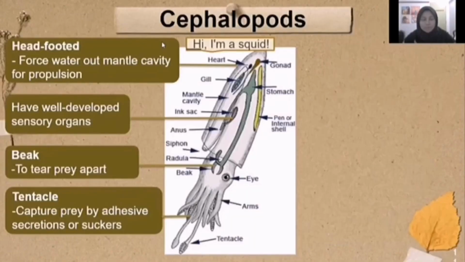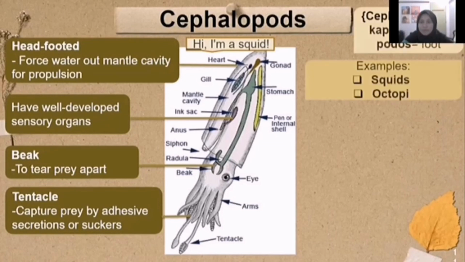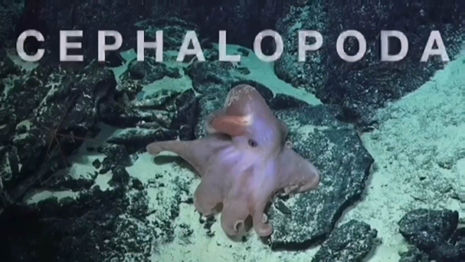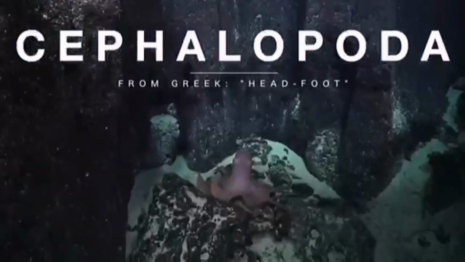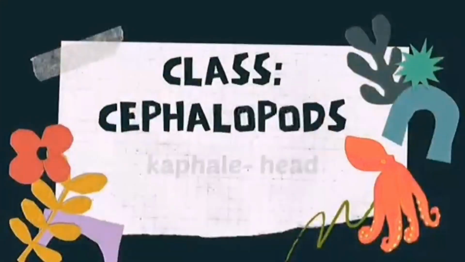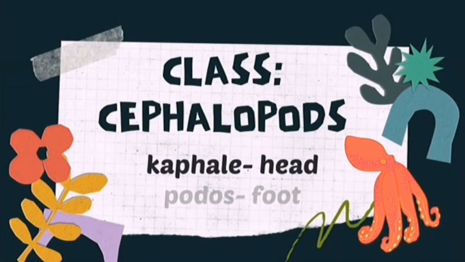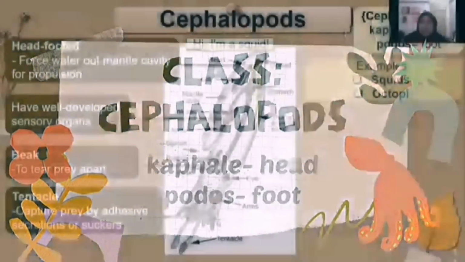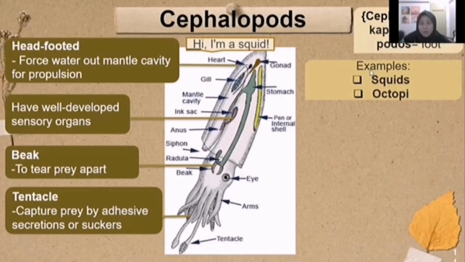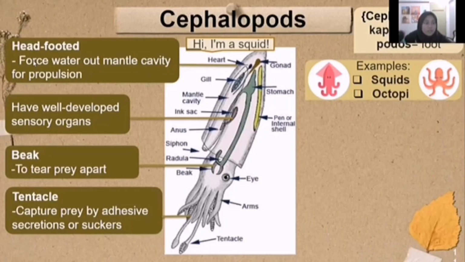Thank you. Now, let us learn about cephalopods. In biology, cephalopod consists of two words. The first word is cephal, which means head. The second word is podos, which means foot. Some examples of cephalopods are squids and octopi. Cephalopods in general are head-footed. They can squeeze their mantle cavity and force water out of it for propulsion.